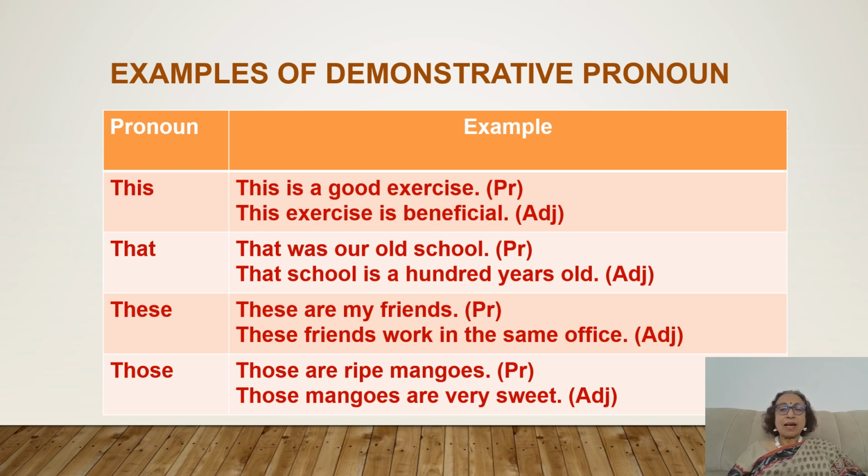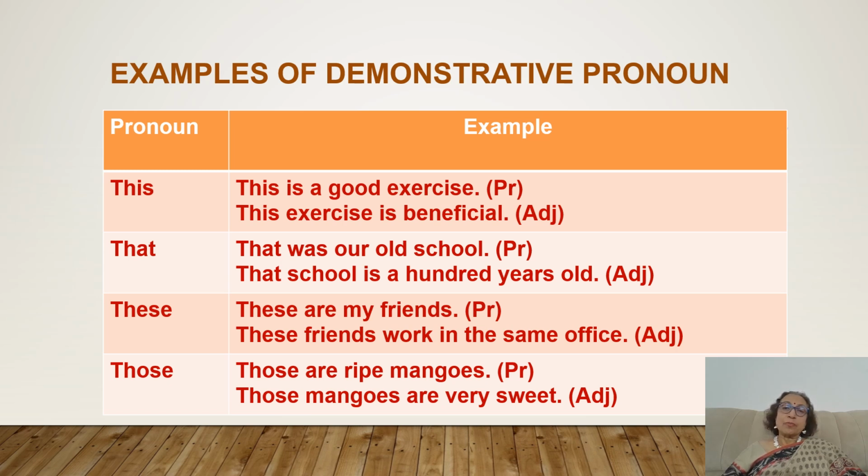That school is 100 years old. So that is followed by the noun school. Therefore, it cannot be a pronoun. It is an adjective. These are my friends. These. No other subject in the sentence. Immediately a verb comes. Therefore, it is a pronoun. These friends work in the same office. These friends, friends is a noun. These is not alone with the verb behind it. These is with a noun behind it. Therefore, it is an adjective.